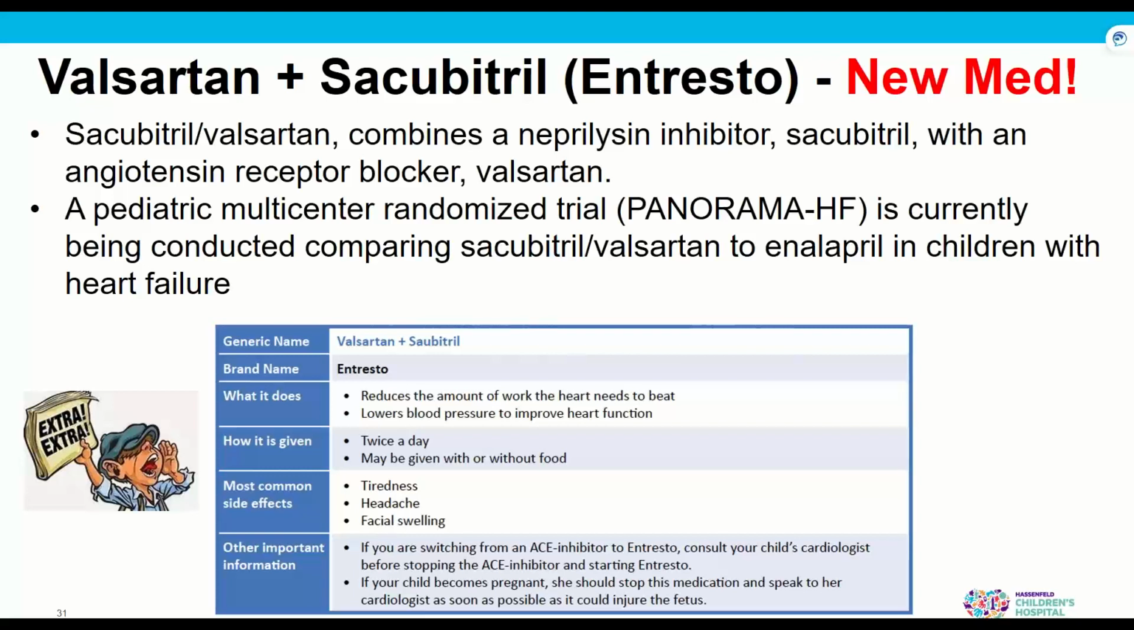And so this was studied in adults in very large trials, and it was the first medication in about 2 decades that actually kept adults with heart failure out of the hospital and actually had them survive longer. So because of that, the drug company put together a pediatric multi-center randomized trial called PANORAMA, which they're currently finishing up this year, that is looking at patients who have heart failure and either giving them this drug, Entresto, or enalapril. And the preliminary data was promising to the FDA, where they actually went ahead and approved it for children down to the age of 1 year.